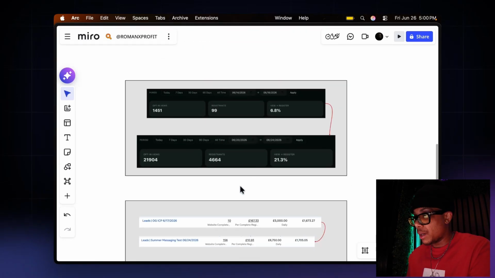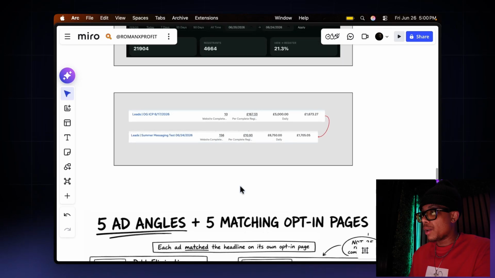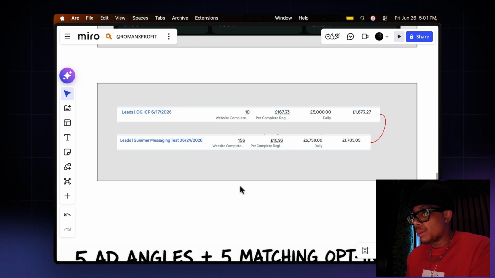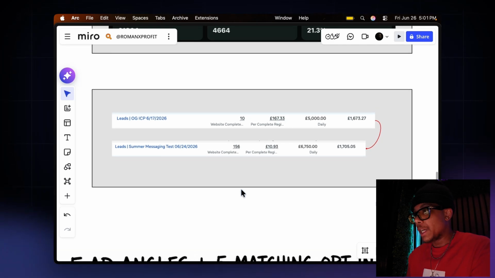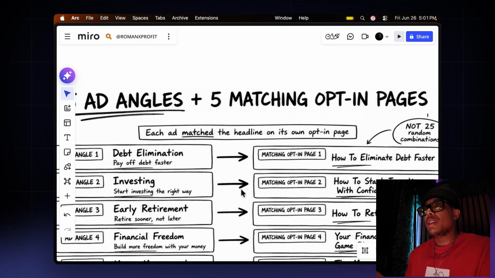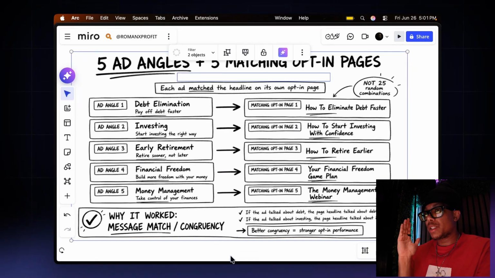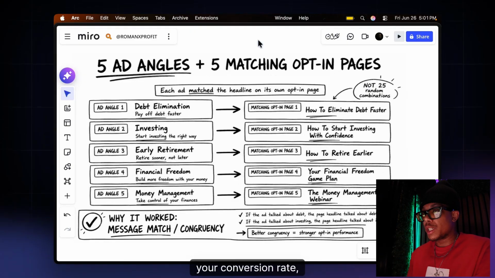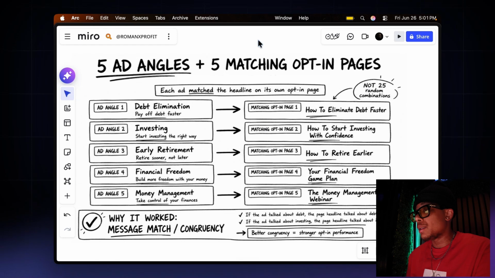Because if you're just testing, like I say here, 25 random combinations, and you have an A-B split test, which is what most people do, you're not going to improve your opt-in rate. And so because of that, you're not going to lower your cost per result. So it's going to cost a lot of money to get very little leads, and you can easily fix that just by testing and following the rule of congruency. And so if you're here watching this and your opt-in rate, your conversion rate, anything is low when it comes from click to buy, book, opt-in, whatever it is, if that is low and not hitting your KPI, your benchmarks, I can guarantee it is because it's not congruent.